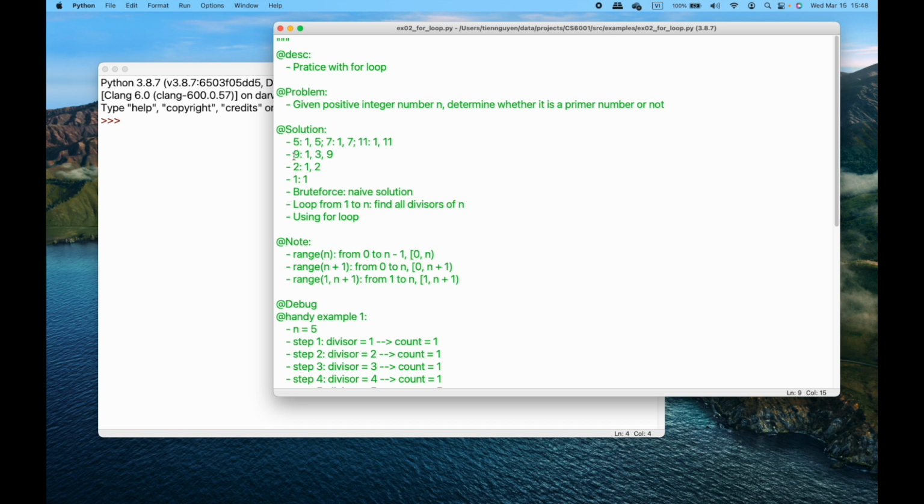But you can look at number 9. Number 9 has three divisors. The first is number 1, the second is number 3, and the last one is number 9. So it is not a prime number. Or we can say number 2. Number 2 is a prime number, and this is the smallest prime number we have.